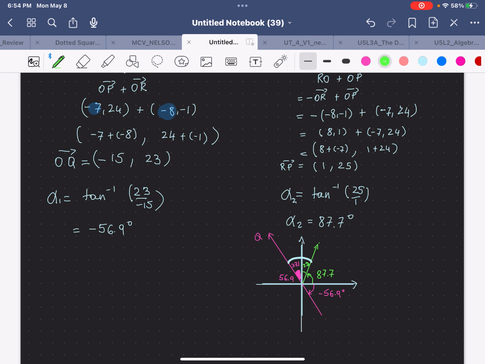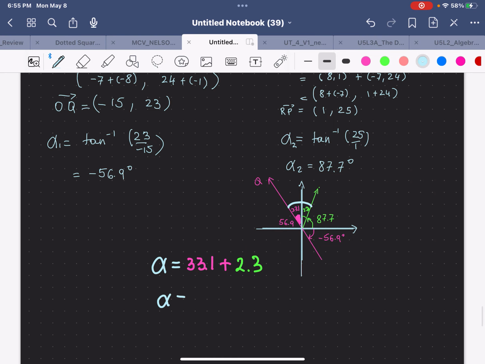So that's one way of finding this angle, right? So we'll say that the angle alpha made between these two vectors will be 33.1 plus 2.3, and voila, we got the answer, 35.4 degrees. So alpha is 35.4 degrees, the angle made between the two diagonals.